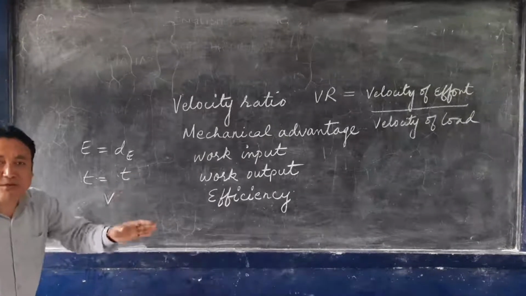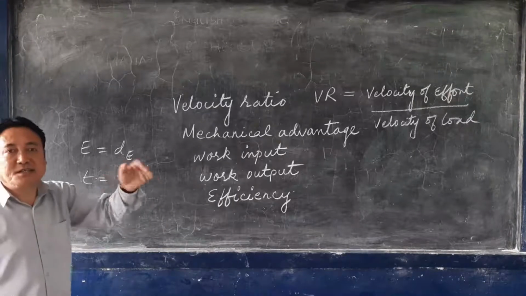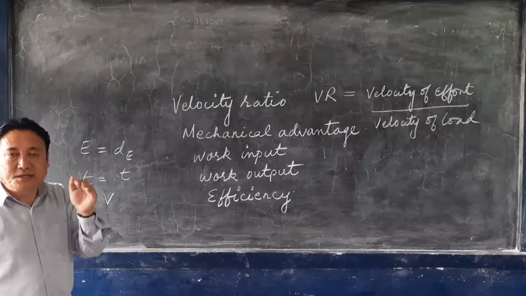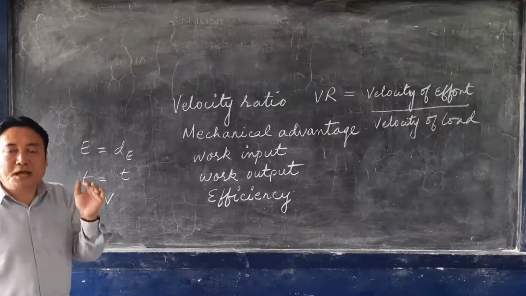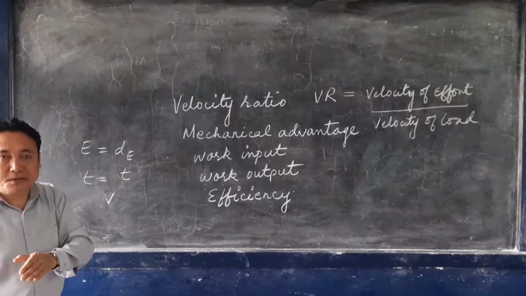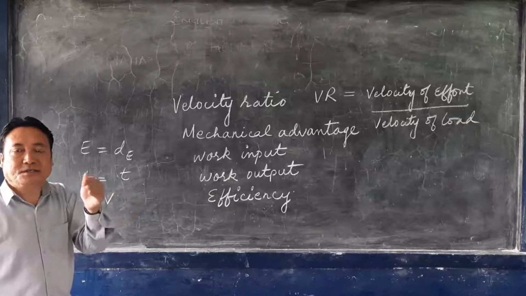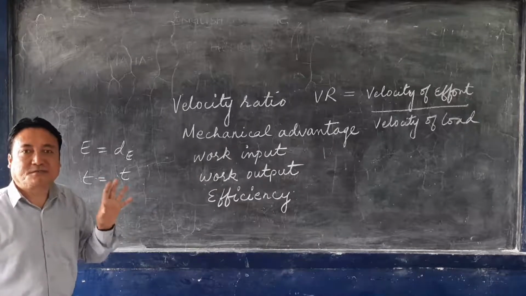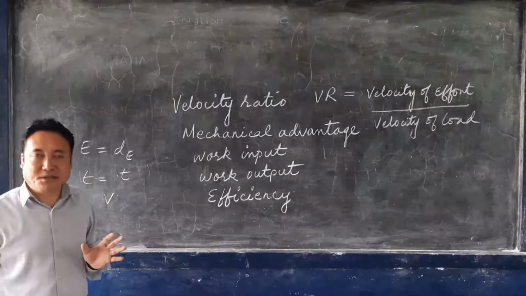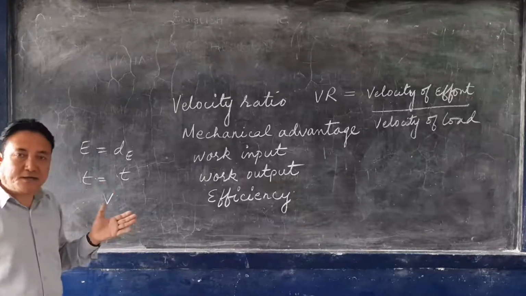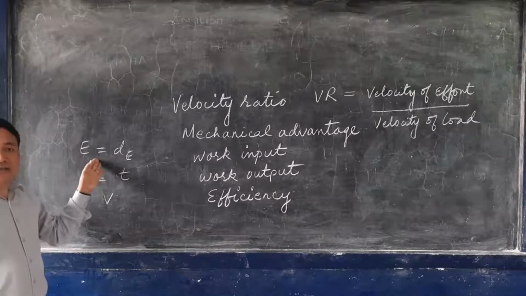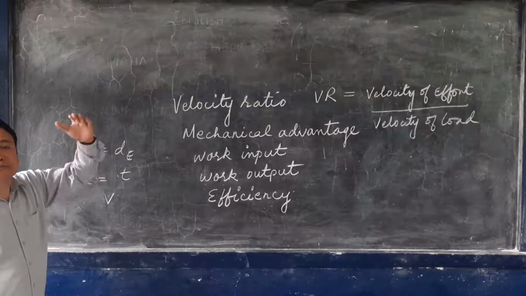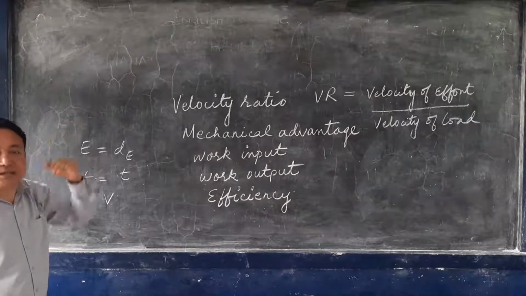To find speed or velocity, to calculate speed, distance divided by time. In mathematics we have read that to calculate speed, distance divided by time. To calculate distance, speed into time. To calculate time, distance divided by speed. These are the three things which you have learned in class 5, even in class 4, about the time and distance formula. Following that, let the distance covered by effort be dE, and the time taken to cover the distance is t.